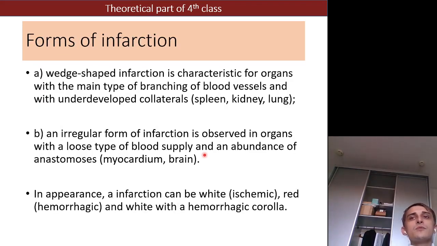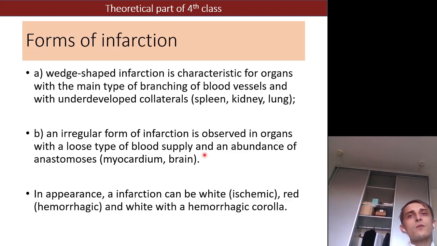There are some different forms of infarction. It may be a wedge-shaped infarction, which is characteristic of organs with a main type of branching of blood vessels, where we may see one main vessel which divides into some other subvessels. It is typical for the spleen, kidney, and lungs.